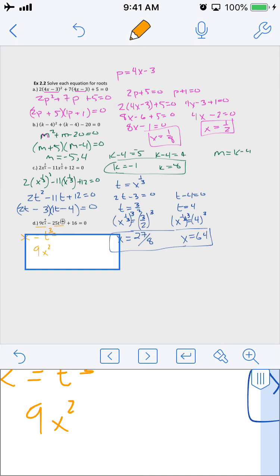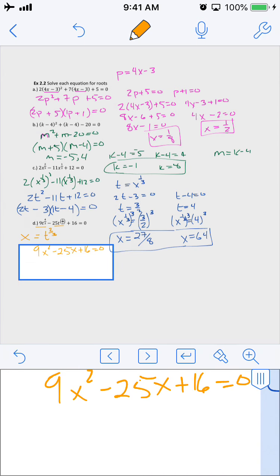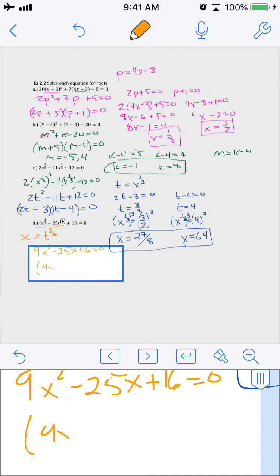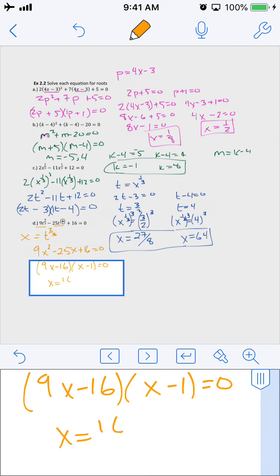Because if that was a 5/3, that's not the same. You can't just make it work, right? You have to make sure it still follows the rules of math. So just be careful about that. 9x squared minus 25x plus 16, pardon me, equals 0. Alrighty, so now I already factored this one earlier. So I know it'd be 9x minus 16 and x minus 1 equals 0. So x equals 16 over 9 and x equals 1.